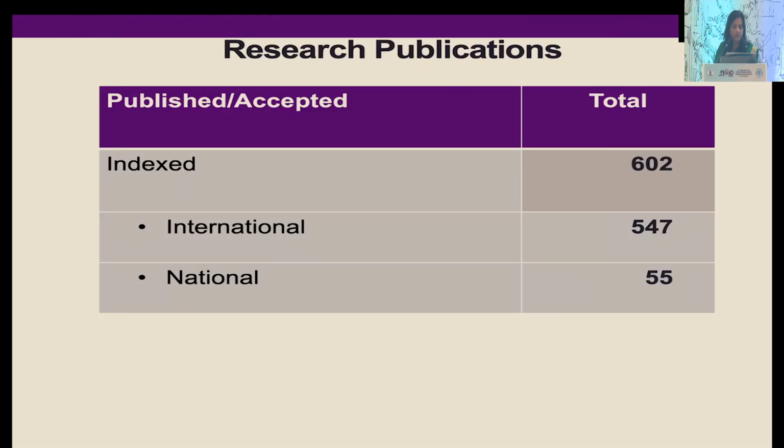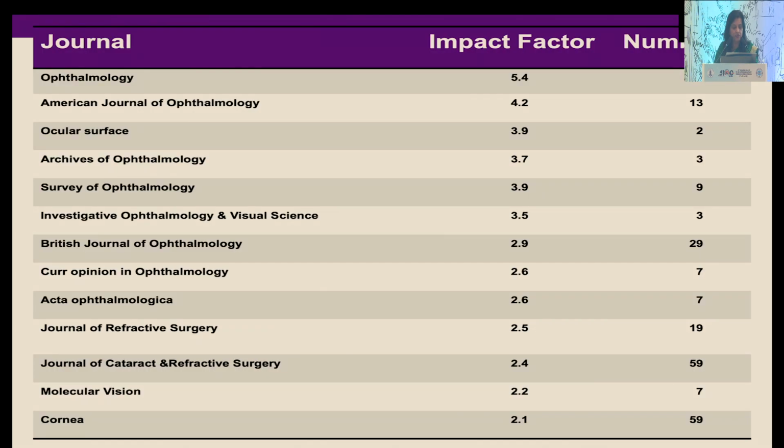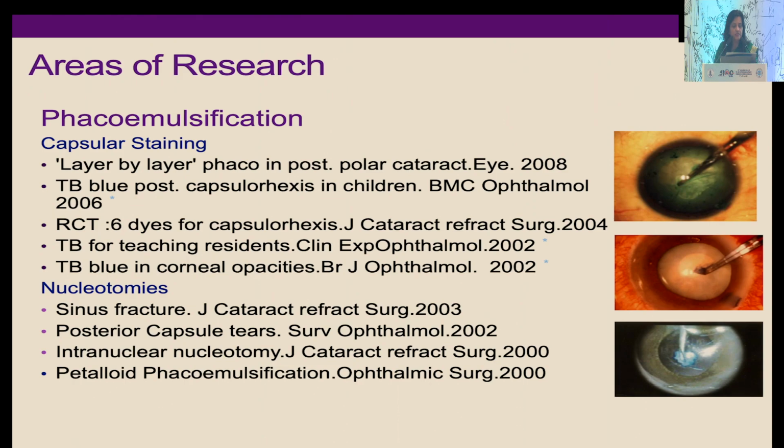So this is what I have, about 600 plus publications. And it has been an uphill task in various journals. First, we used to start with a journal which had a lower impact factor, and then gradually you graduate to a journal which has a greater impact factor. So these are some examples from my own journey.